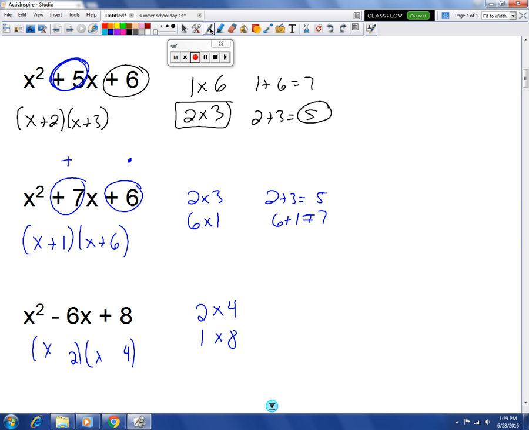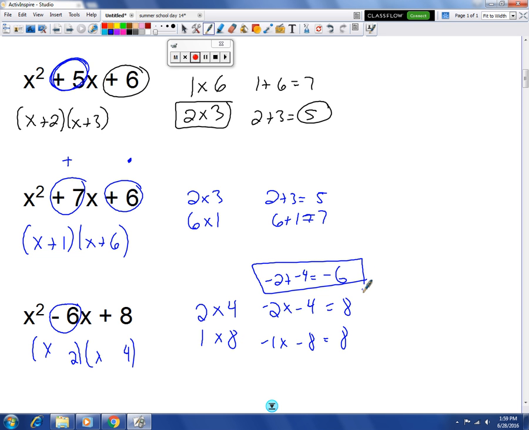I want to emphasize, this is really a negative 6. It says subtract 6, but we make that a negative 6. So we have to think about multiplying a negative 2 times a negative 4. Those multiply to make a positive 8. And a negative 1 times a negative 8 also. But the negative 2 plus the negative 4, that's the negative 6 which we are looking for. So negative 2, negative 4. Okay? Alright, let's try a few more.